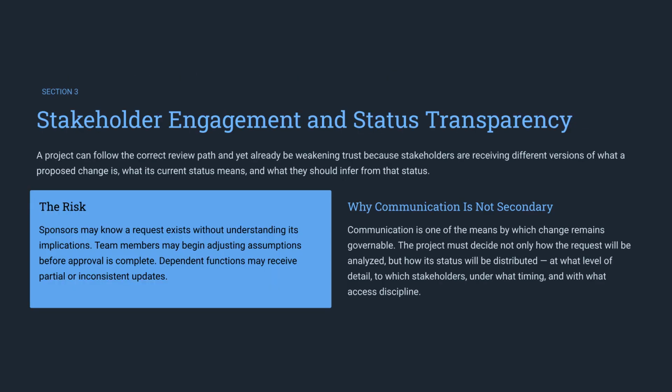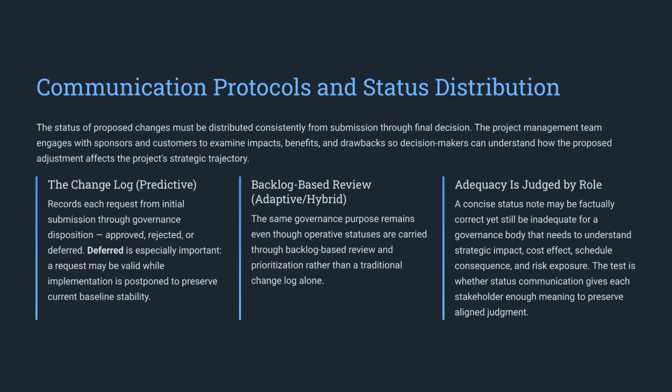Stakeholder engagement hinges on transparency. Inconsistent status updates can quickly erode trust. Communication must be deliberate, ensuring that all stakeholders understand the implications of a change and its current status. Finally, utilize effective protocols like change logs or backlog reviews to ensure consistent distribution of status. Always tailor your communication to the role, ensuring stakeholders have the context necessary for informed, aligned judgment.